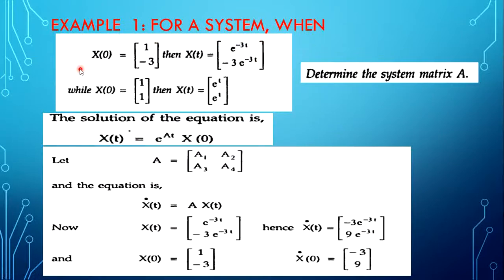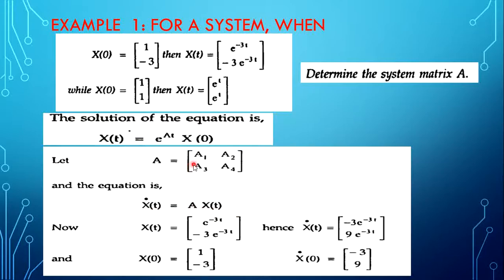For a system, when x of 0 is [1, -3], then x of t is [e to the power minus 3t, minus 3 e to the power minus 3t]. While when x of 0 is [1, 1], then x of t is [e to the power t, e to the power t]. Determine the system matrix A. The solution of the system equation is x of t equals e to the power At x of 0. Here u of t is not given in the example, so the given equation is homogeneous: x dot of t equals A into x of t.